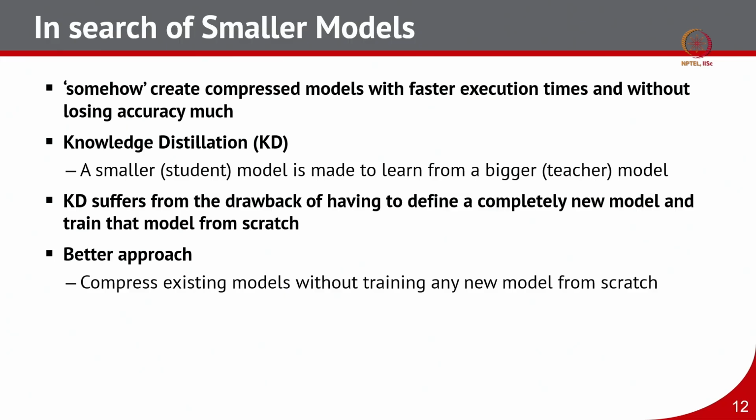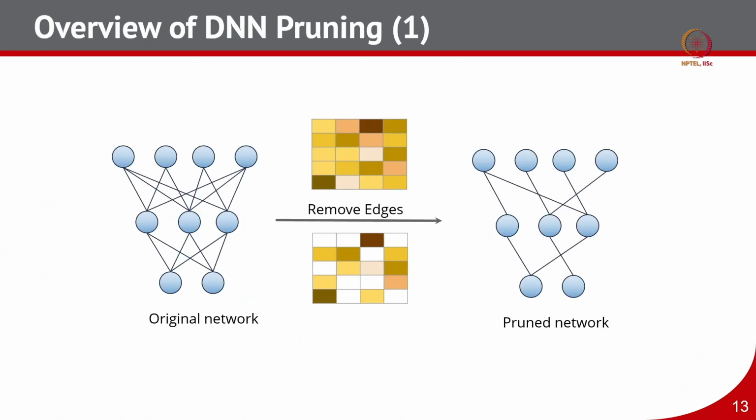Now a better approach is to compress an existing model without training any new model from scratch. That's nothing but DNN pruning. Now let's take a basic example. This particular slide is showing the overview of DNN pruning, where we are showing a multi-layer perceptron with just two layers. There are two layers of weights, correct.